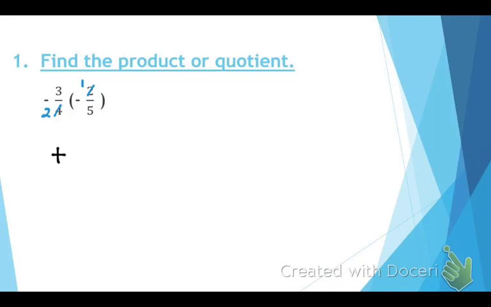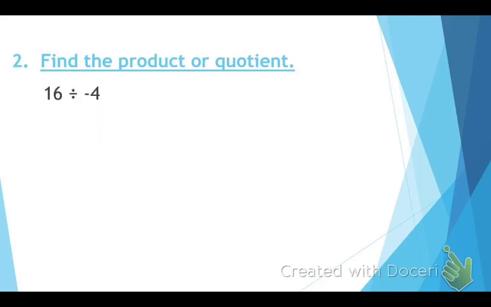And then all you do is you multiply across the numerator. 3 times 1 is? 3. 2 times 5 is? 10. Do I need to keep that positive there? No, you don't. So the correct answer is? 3/10.